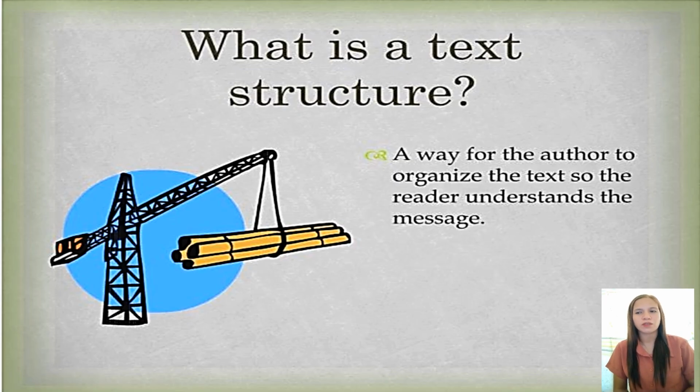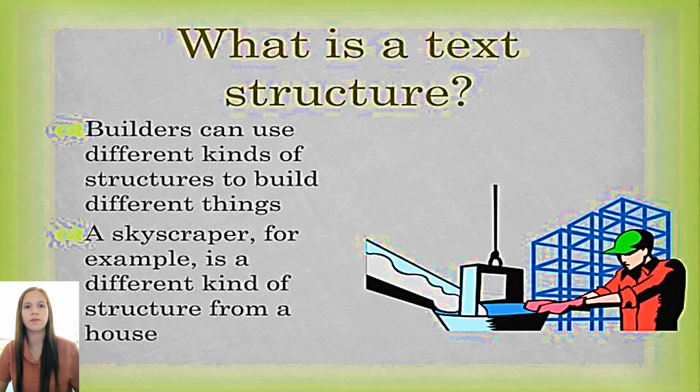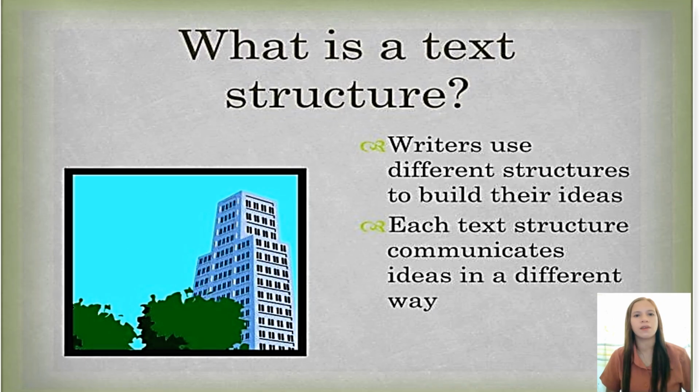Let's begin with a question. What is a text structure? When we say text structure, it is a way for the author to organize the text so that the readers understand the message. For instance, builders can use different kinds of structure to build different things. A skyscraper, for example, is a different kind of structure from a house.